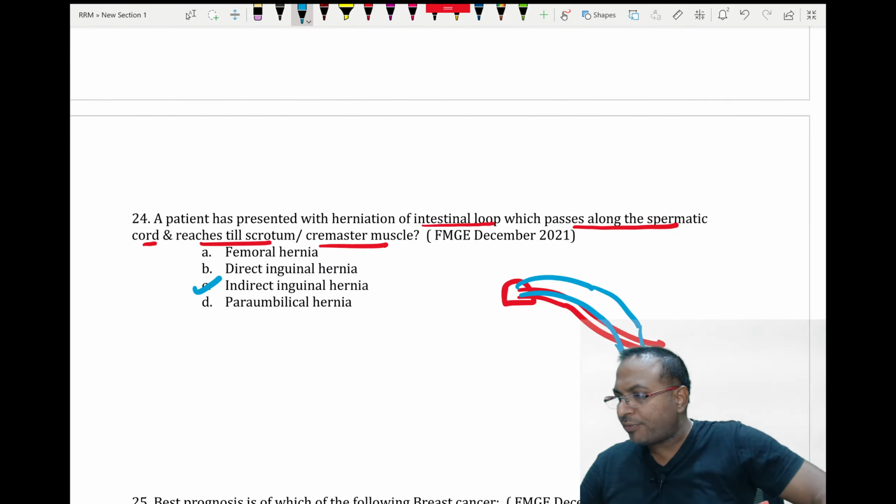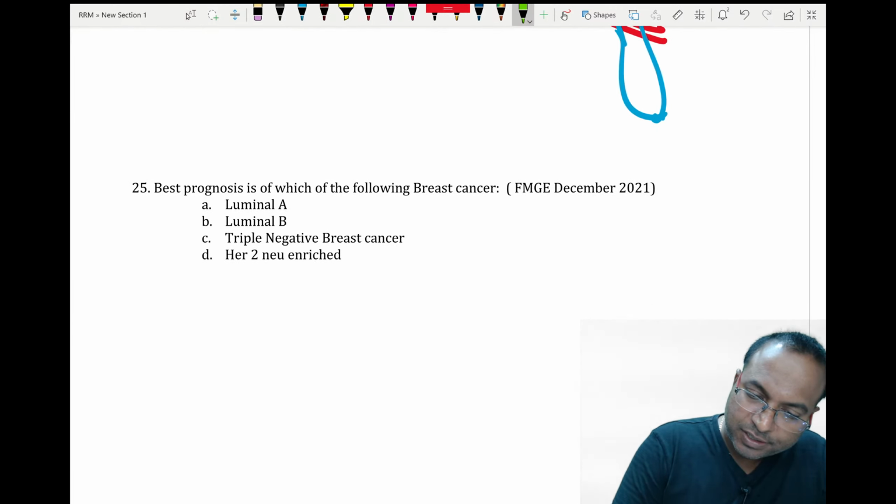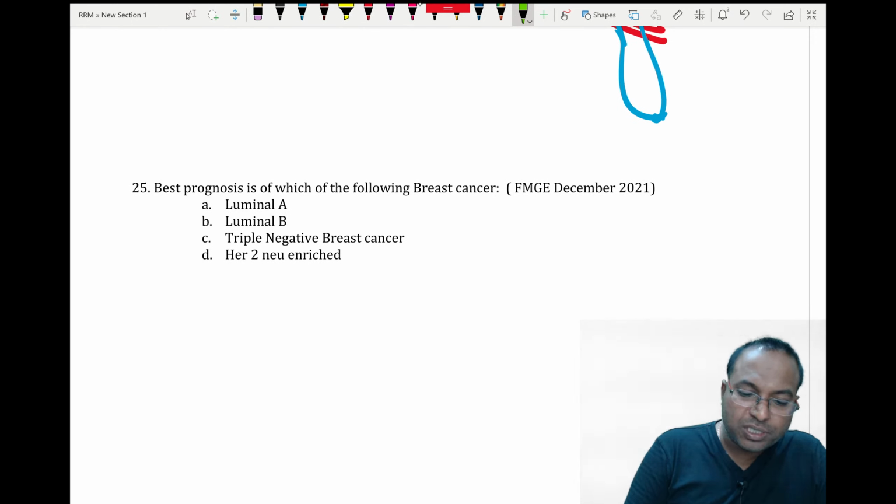Okay, that's the point you should not forget here. Best prognosis is which of the following breast cancers? Same question again. The best prognosis is with luminal A. Worst prognosis with basal type.